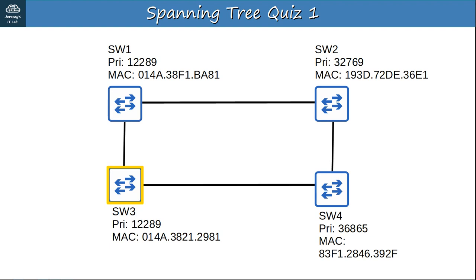Let's do another practice question. Okay, here it is. Which switch will become the root bridge in this case? Pause the video to think about your answer. Okay, the answer is switch 4. It has the lowest priority of the 4 switches, 4097. Okay, now let's move on.